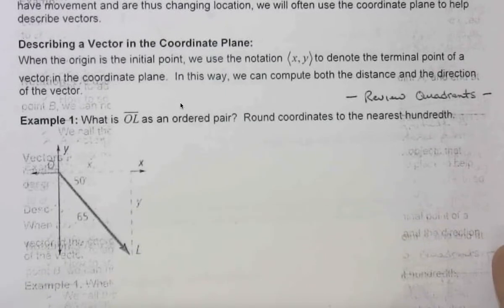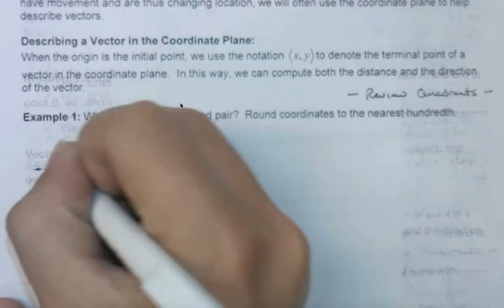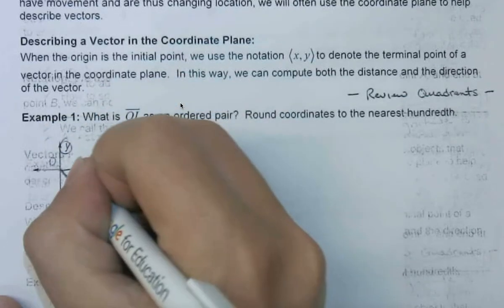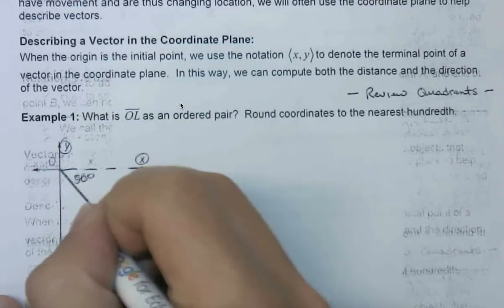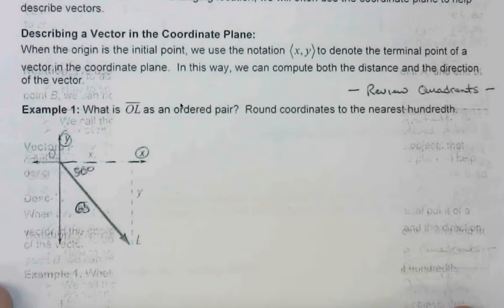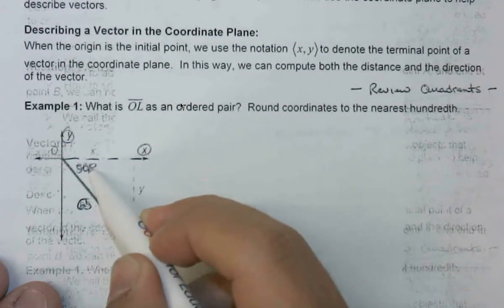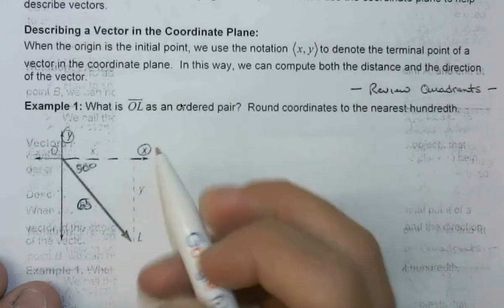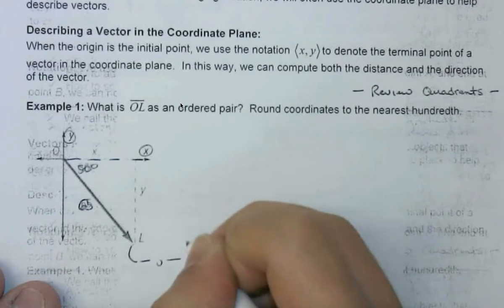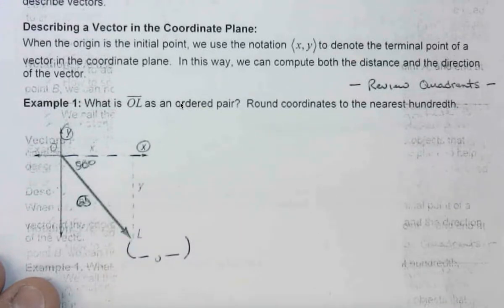In this first example, what is OL as an ordered pair? Well, let's sketch out this so you can see a little bit more. We have our x-axis, we have our y-axis, we have 50 degrees in here, we have a length of 65, and we're being asked to give the vector. Well, this is where trig is going to fall back into place. So we have this angle of 50, and we are trying to pinpoint this coordinate here in the xy plane. So what do you think? What trig function could we use to take this further?